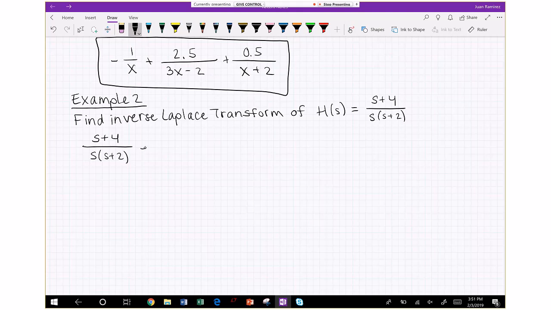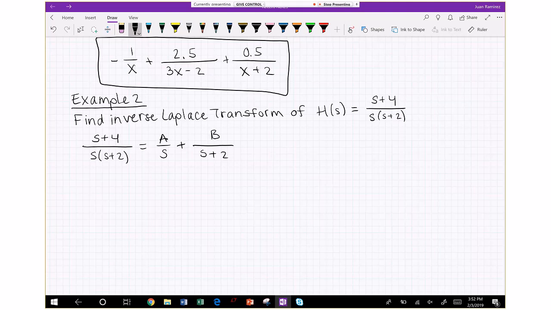For the first term, which is S, we're going to have A over that term, because it's the first case of the table we spoke about. The second term is also the first case of that table. S plus 2, and the numerator will be B. Now we're going to solve for A and B.